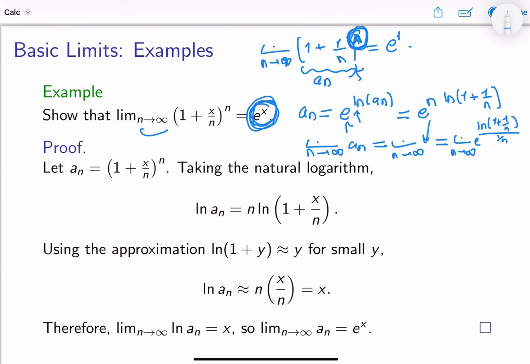So now try plugging things in. So if we try plugging things in, this is what?